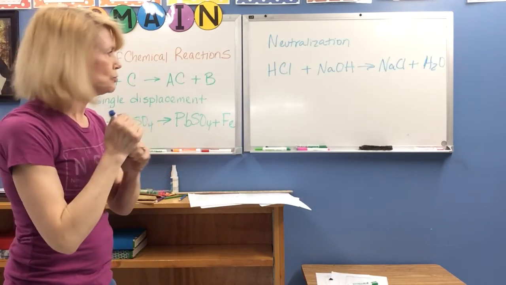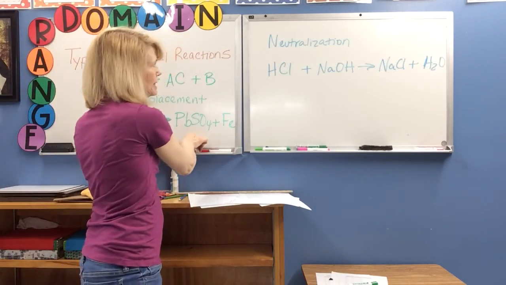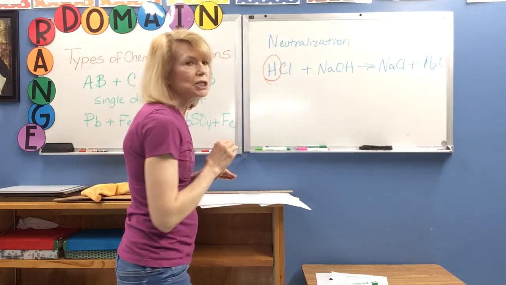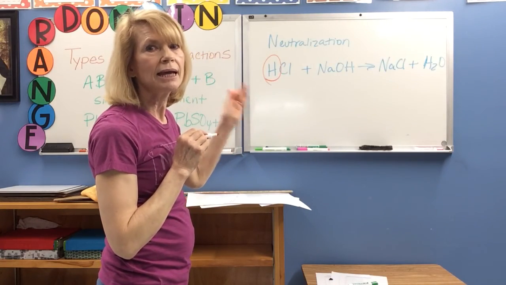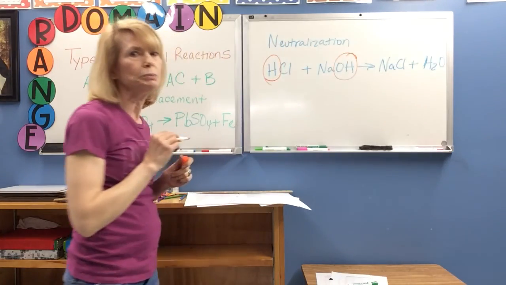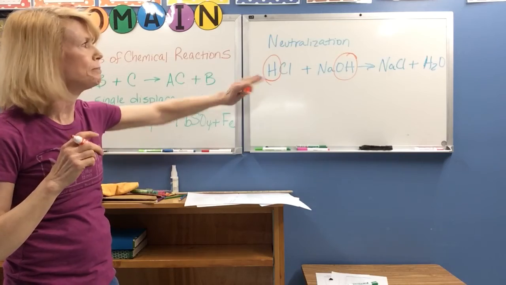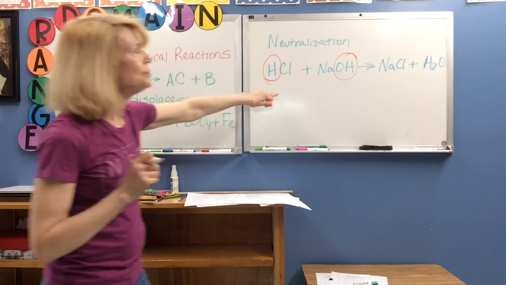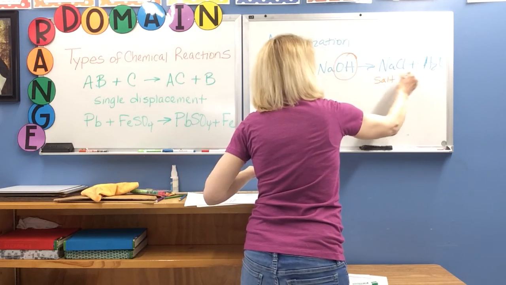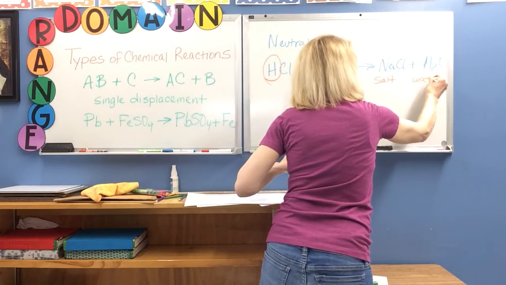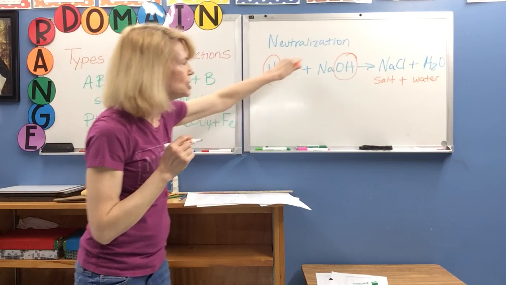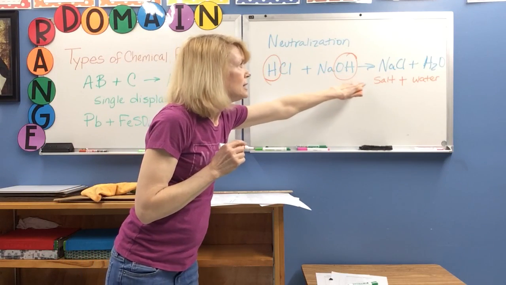So you can tell it's a neutralization reaction or an acid-base reaction because one of your reactants is going to have hydrogen. It's going to be an acid. One of your reactants is going to have an OH group, a hydroxide group, which is going to be your base. And the results are going to be a salt, and sodium chloride is just table salt, and water. So that's the way you can tell it's a neutralization reaction. If you look for hydrogen, hydroxide, salt, and water.